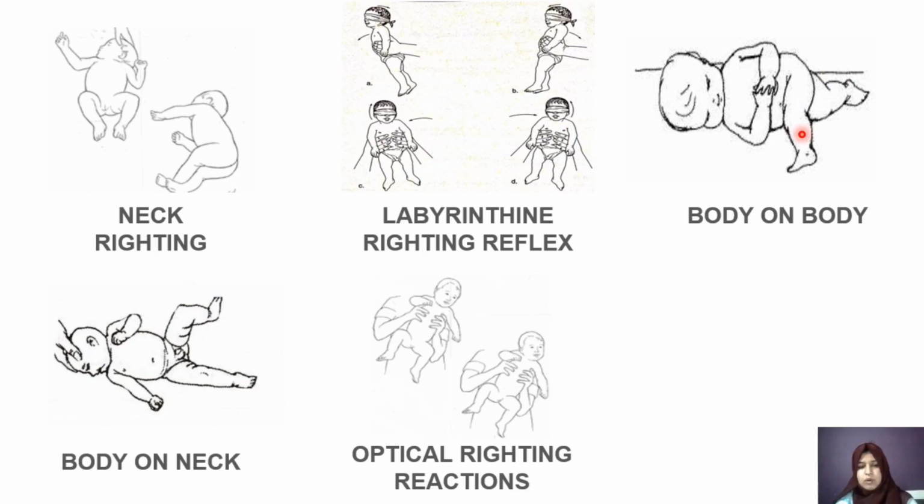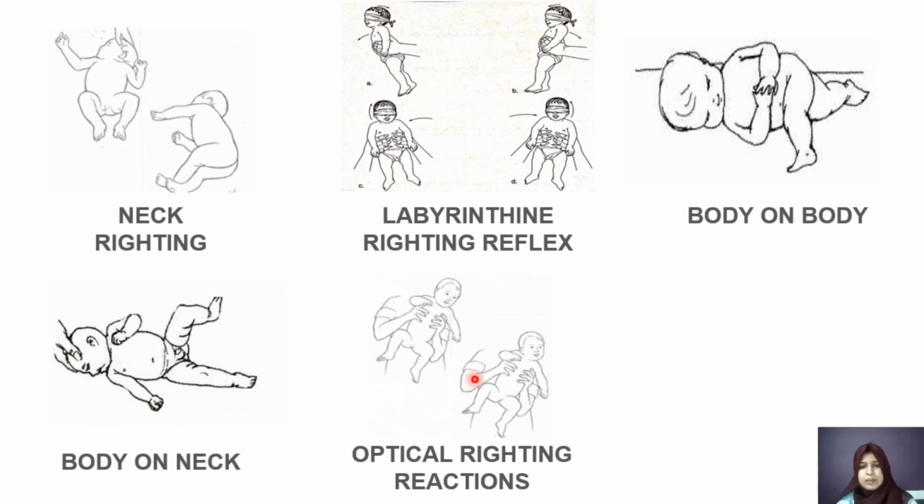Then the third one is the body on body reflex. Onset of this reflex is 6 months and the integration is 18 months. The therapist should rotate or move the pelvis to one side, then the shoulder and the trunk move towards that side. Next one is the body on neck reflex. Onset of this reflex is 6 months and the integration is 5 years. In this, the therapist moves the body towards one side and then the head also moves to that side.